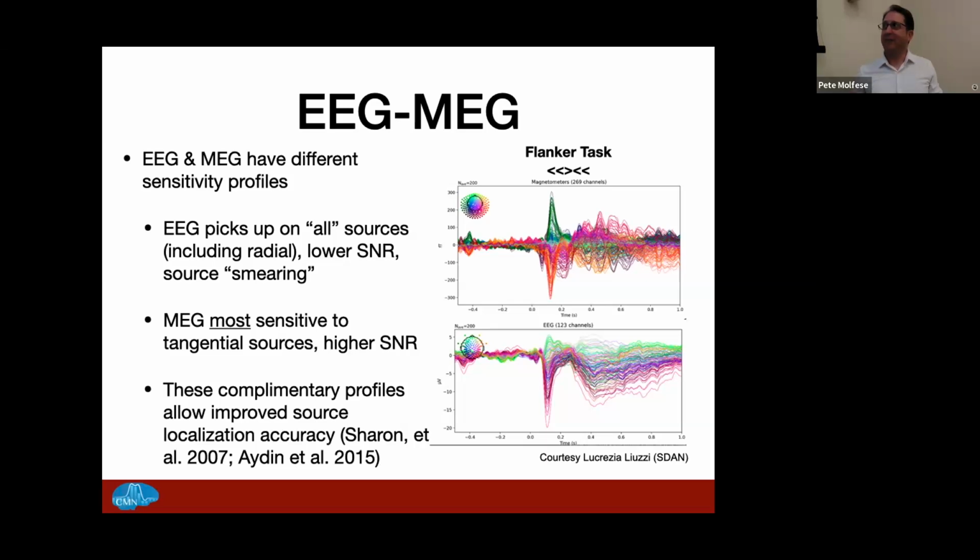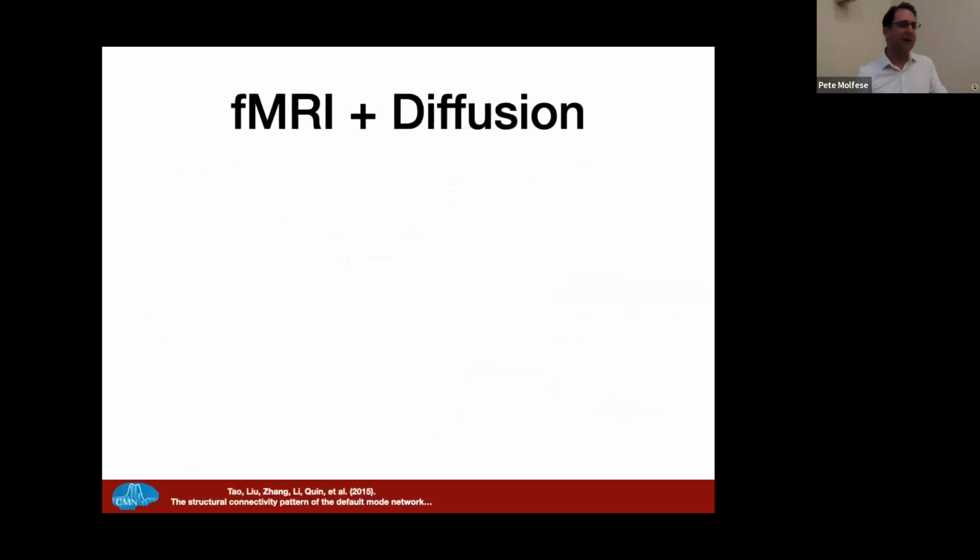But importantly, because I really want to emphasize this, these are complementary. And so not only can you put them together, you can put them together and get better results, like better source analysis. And it's not just better source analysis because you have more sensors. Say you have 256 electrodes and 268 magnetometers. It's actually better by combining it because you're getting those two different types of information and putting those together to improve your source localization.